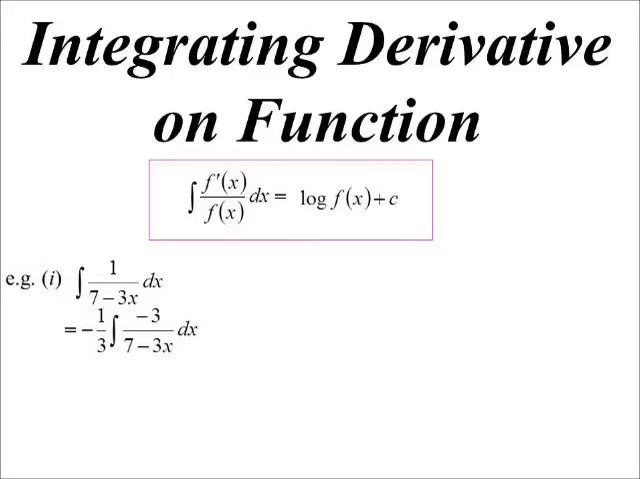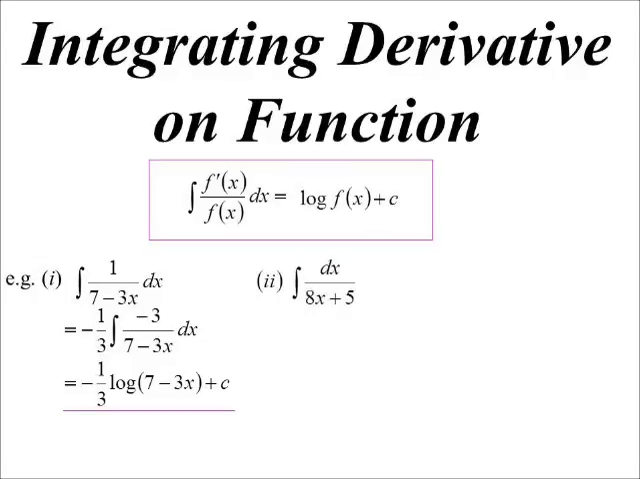I can put negative 3 on the top, but to balance it out, I've got to divide by negative 3 as well. Derivative on function, so I now know that's going to be log of 7 minus 3x. So I've got negative 1/3 lots of log of 7 minus 3x. I suppose you could, if you wanted to, bring the negative 1/3 in as a power. Doesn't really matter. Again, I guess it just depends what you're going to do with that answer. Plus, of course, a constant.